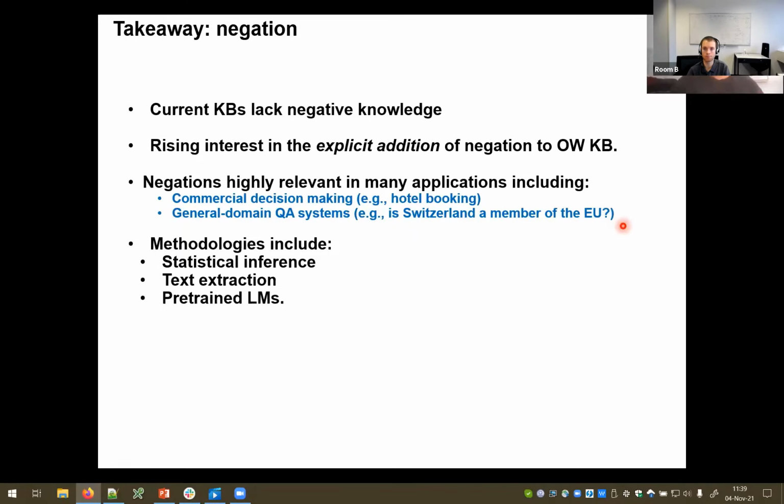And we've seen that methodologies to find such negations include statistical inferences, as we've seen in the peer-based ordered and unordered version, peer-based negation. Text extraction, we've seen it in mining update logs, but also mining query logs, and the pre-trained language models that generated interesting common sense negations and common sense knowledge bases.